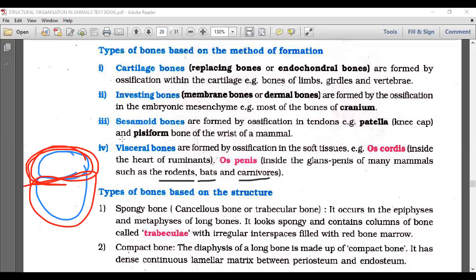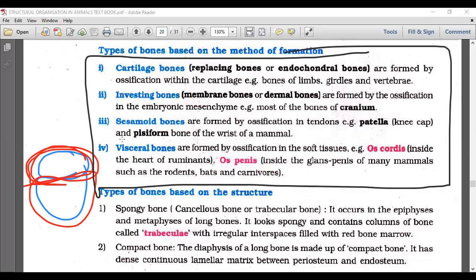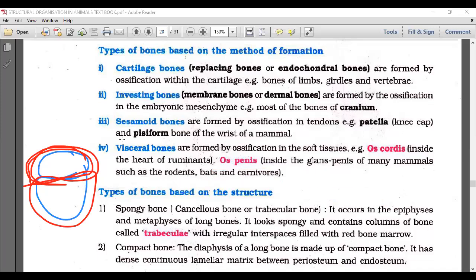So this is a kind of classification. Based on the method of formation, we have four types: cartilaginous bones, investing bones, sesamoid bones, and visceral bones. This is one type of classification of bones: types of bones based on the method of formation.